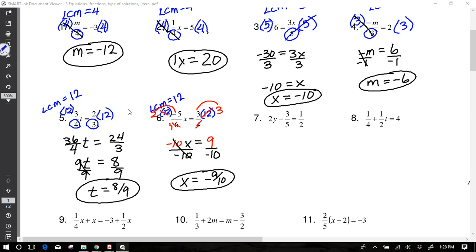So my LCM for number 7, I need to look at all of my fractions, okay? So I see a 5 and I see a 2. So my LCM is going to be 10. Now I want you to look at number 7 and count for me how many different terms are there in this equation. And the answer should be 3. There is one term on the right, one term all the way on the left, and then there's this term in the middle. We need to multiply all 3 terms by the 10.